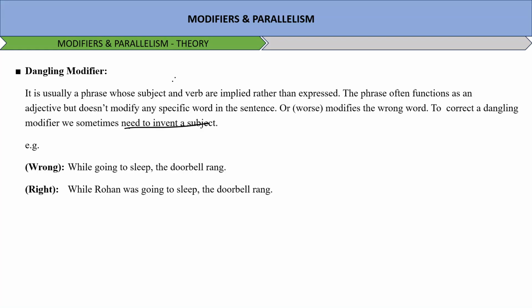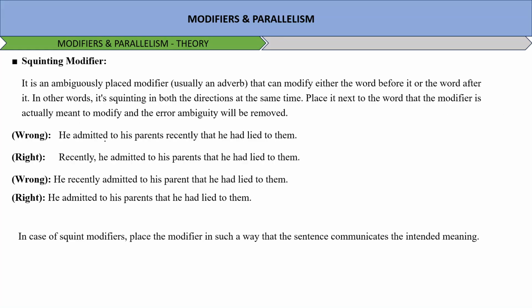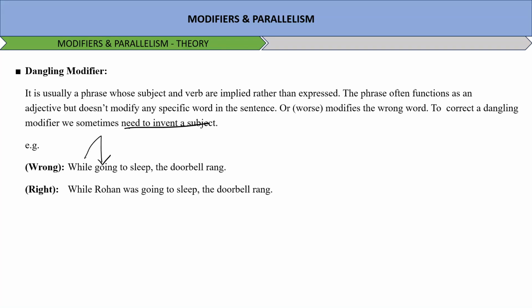For example, while going to sleep, the doorbell rang. While Rohan was going to sleep, the doorbell rang. While going to sleep seems like the doorbell is a person who is going to sleep, right? But what we are actually trying to say is someone is going to sleep and the doorbell rang. So who is that someone? We have to introduce a subject here. While Rohan was going to sleep, the doorbell rang.